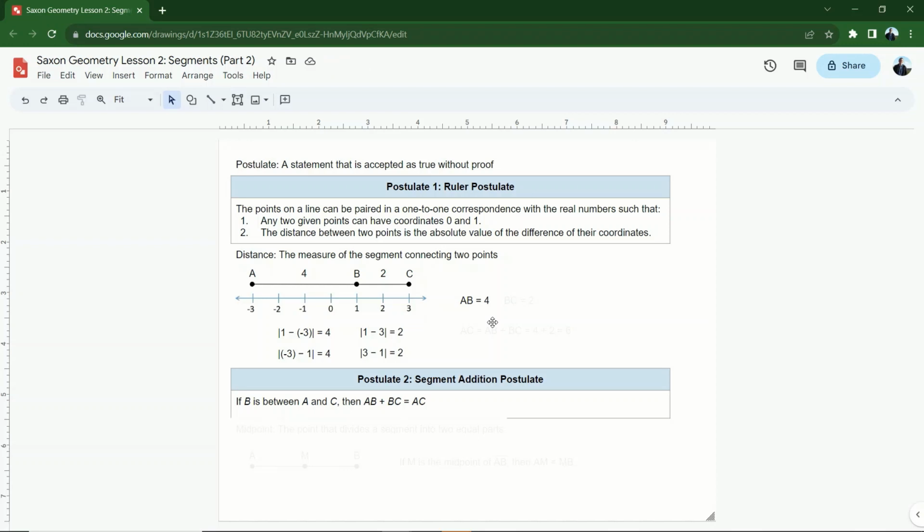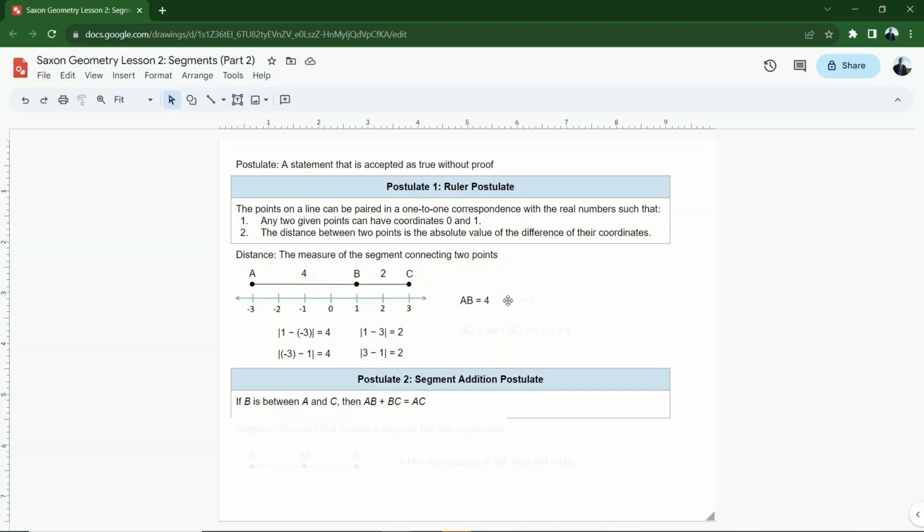Hey, would you be able to do AC right away? A is negative 3. C is 3. So if I did negative 3 minus 3, that gives me negative 6. The absolute value of that is 6. Or 3 minus negative 3 is 3 plus 3, 6. Let's confirm using the segment addition postulate that the length, the distance between A and C is actually 6.